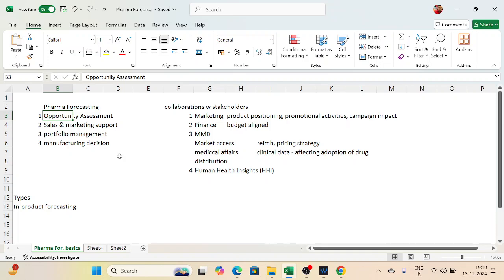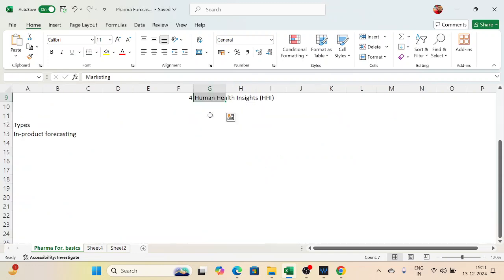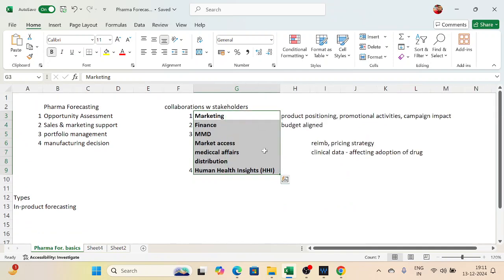Or let's say the client has developed a drug which can treat an aggravated form of cancer. So they want to conduct a study on whether they should be launching this drug or not, right? Then sales and marketing support, portfolio management, and manufacturing decisions. So as a pharma forecaster, when performing pharma forecasting, you have to keep collaborating with various stakeholders. If you are associated with the manufacturing company, you have to collaborate with the marketing team, finance team, MMD team and HHI team.